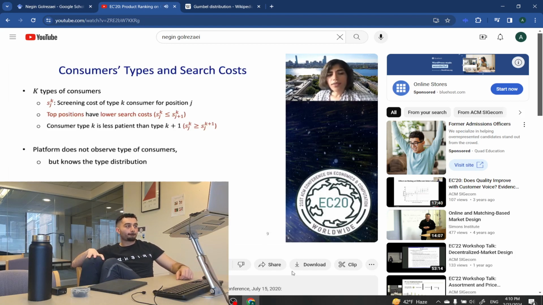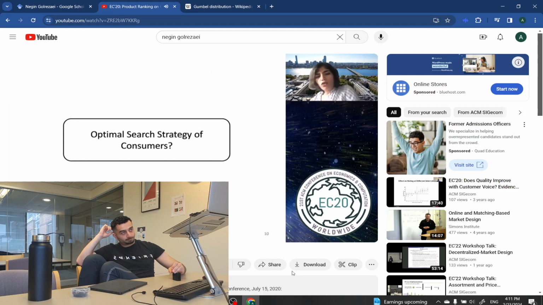What is important here is that the platform does not observe the type of consumer, but the platform knows the type distribution. And the fact that the platform does not observe the type of consumer makes the problem very challenging for the platform, because now the platform needs to offer a ranking of the products that pleases different types of consumers that have different patience levels.